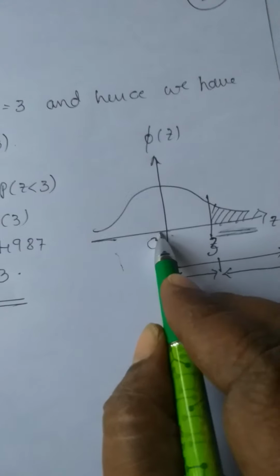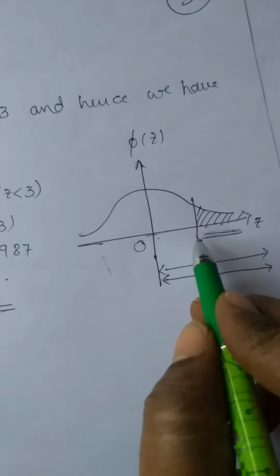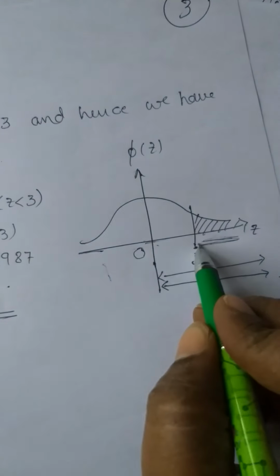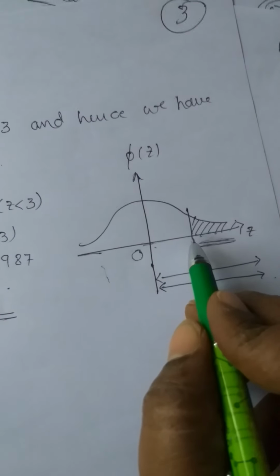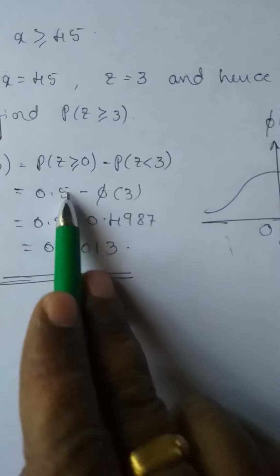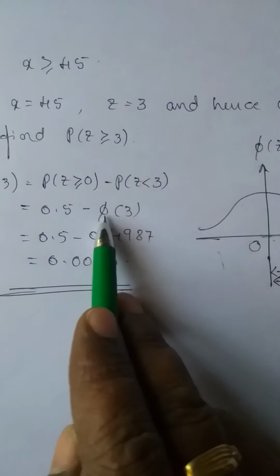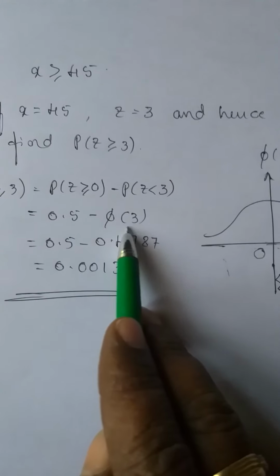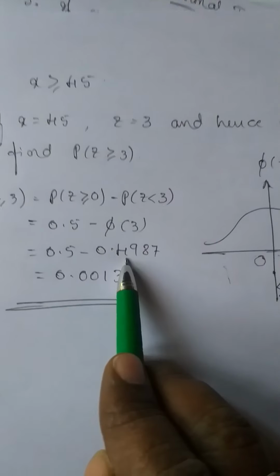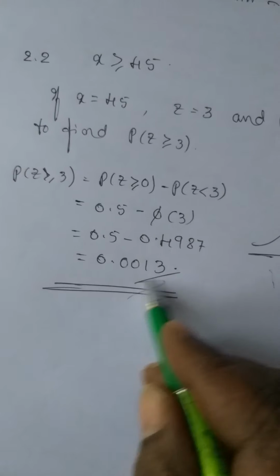From here, I can consider the entire right side, and from there I am going to remove the part from 0 to 3. So from the entire half side, if I remove 0 to 3, I will get the region which is greater than 3. That's what we have done here. So the entire half side you can write as 0.5 minus phi of z1, that is phi of 3. We can calculate this either from the normal distribution table or from the calculator directly. If you simplify, you are going to get this as the answer.